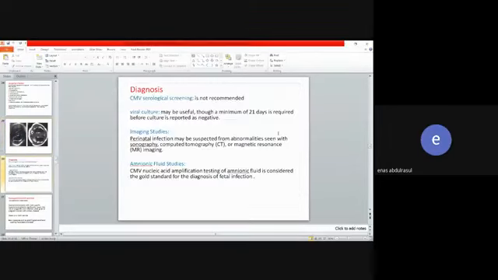زين. بالنسبة للdiagnosis حقيقة serological testing is not routinely or usually recommended. يعني by screening the woman for antibodies against the virus is not recommended usually. Viral culture may be useful, but a minimum of 21 days may be required before the culture can be reported as negative. زين.